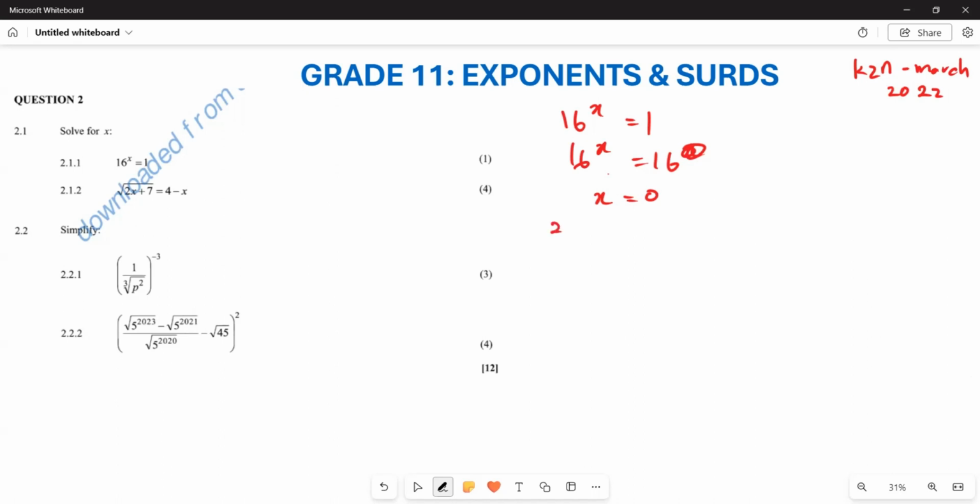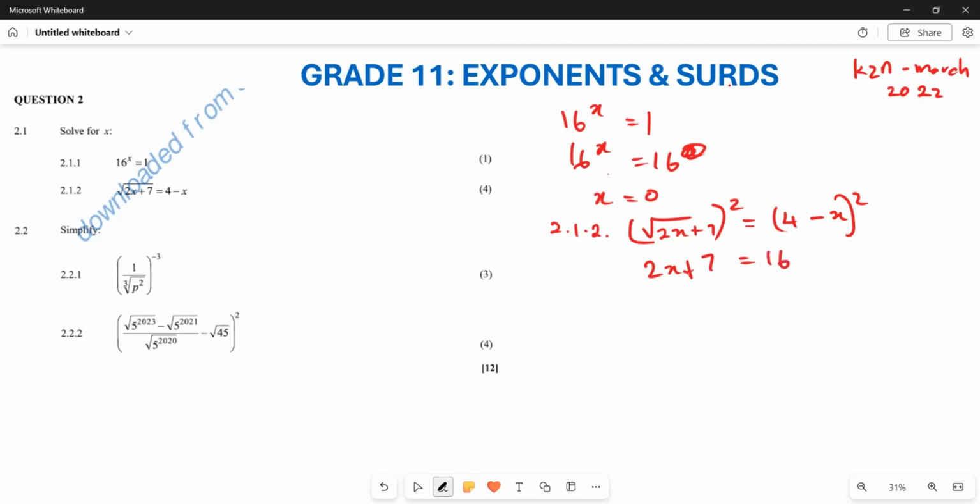Now let's look at 2.1.2. Here you are having roots, right? So you have the square root of 2x plus 7 is equal to 4 subtract x. To get rid of the root, you must start by squaring both sides, because that's the first thing you need to do. So this is the same as 2x plus 7 on the left. Now, when you expand 4 subtract x squared, what is it going to be?